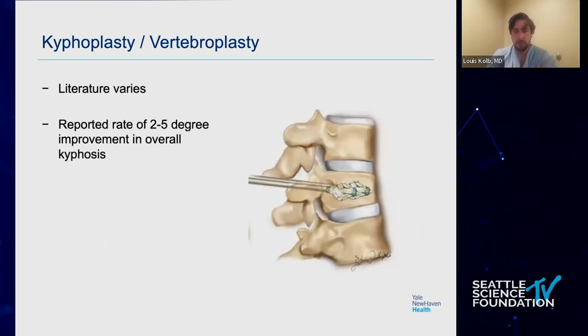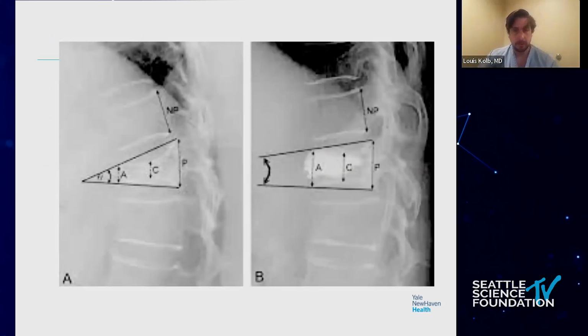I know Dr. Mendel went over vertebral kyphoplasty before in a demonstration, but these in themselves can actually improve some of the deformity that's associated with vertebral body metastases. Some of the literature shows even a 2 to 5 degree improvement in overall kyphosis with just the kyphoplasty itself. This radiographic picture shows the improvement in the overall alignment, and this was just a kyphoplasty that was performed. You can see it can be quite powerful when done the right way.